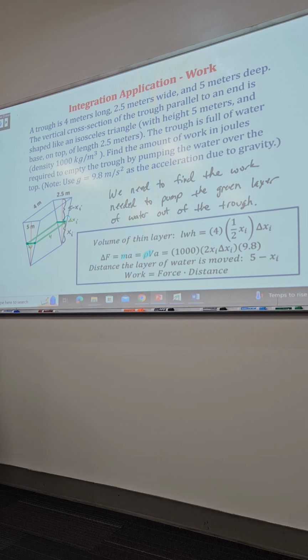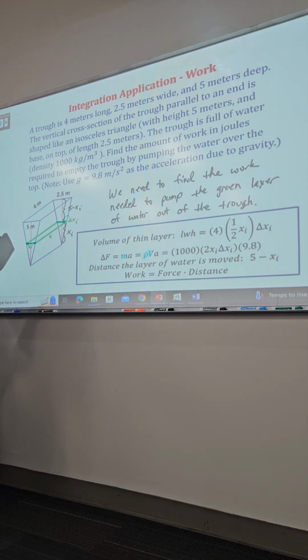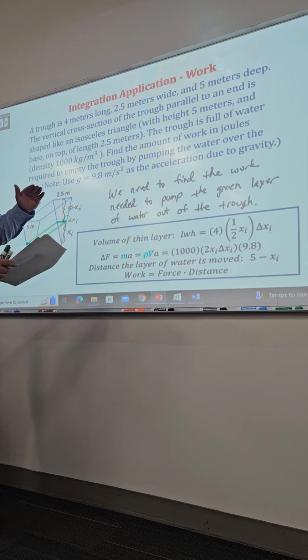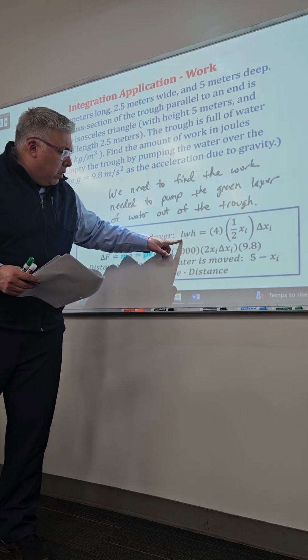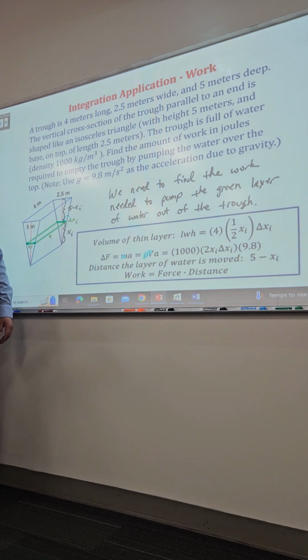Now it says the volume of this thin layer is length times width times what? Height. The length, again, is 4 times the width, which is 1/2 xi. I'm going to show you that in the next slide. Okay? 1/2 xi. I'll show you where that comes from. Times delta xi, which is the width. So it's the length times the height, 1/2 xi, times the width, delta xi. They don't write it in the order that they have the formula here. So this is length, height, and that's width. Okay? And I'll show you the 1/2 here in a minute.